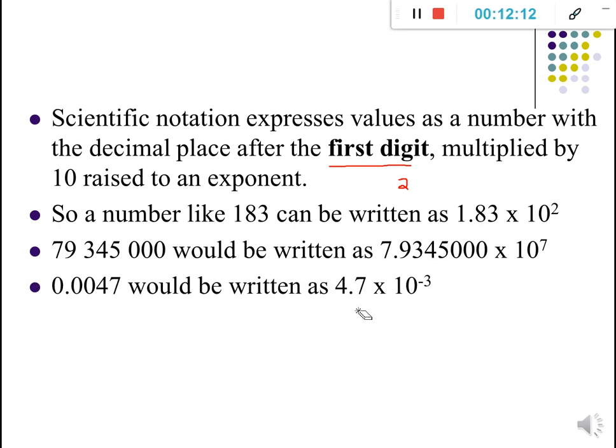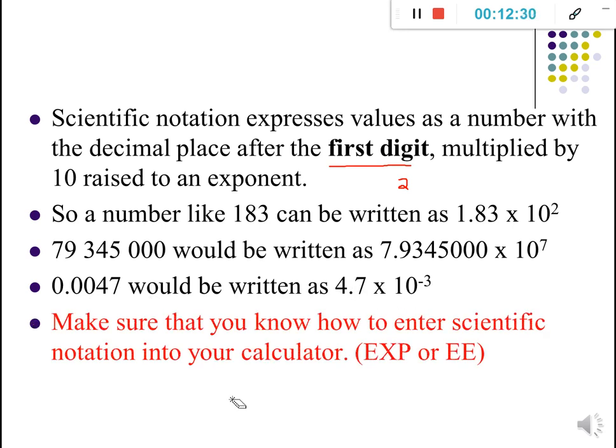0.0047 will be written as 4.7 times 10 to the negative 3. We have a smaller number. It's going to have a negative exponent. It's as if we've divided 4.7 by 10 3 times to get us back to our real value of 0.0047.